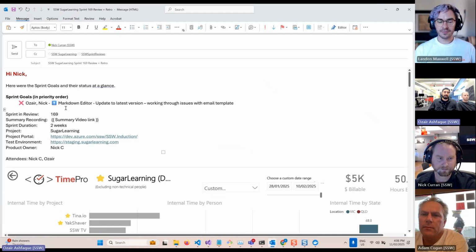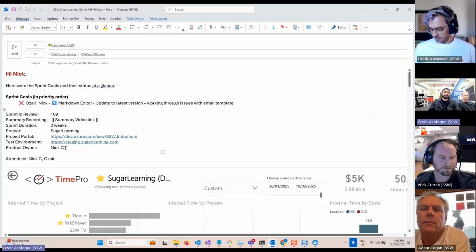The goal to update the Markdown editor to the latest version has not yet been achieved. There is still remaining work, and we are gradually moving towards that. This is a 2-week sprint, the product owner is Nick C, and the attendees are as listed.